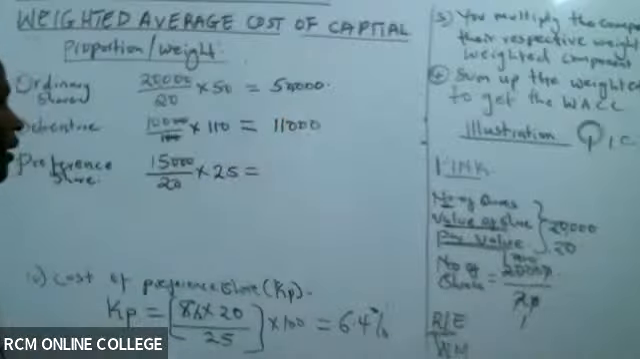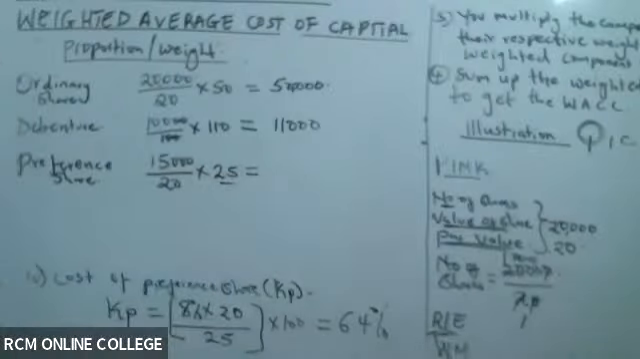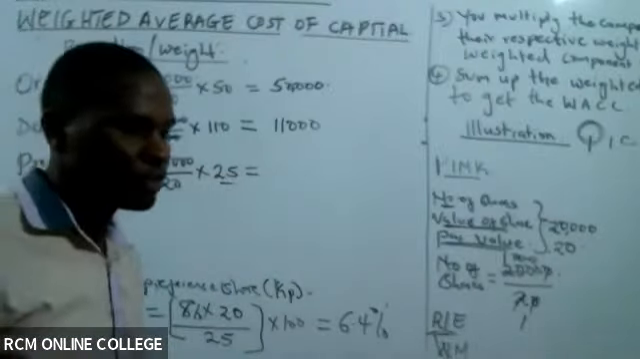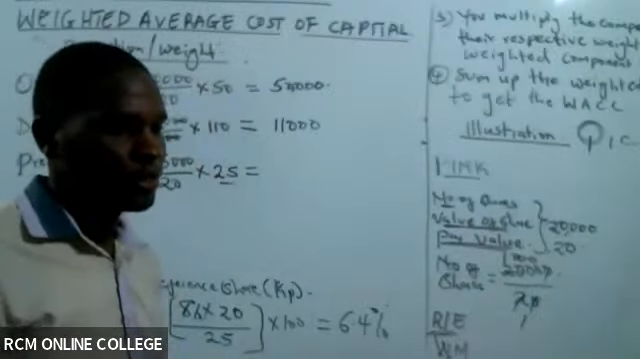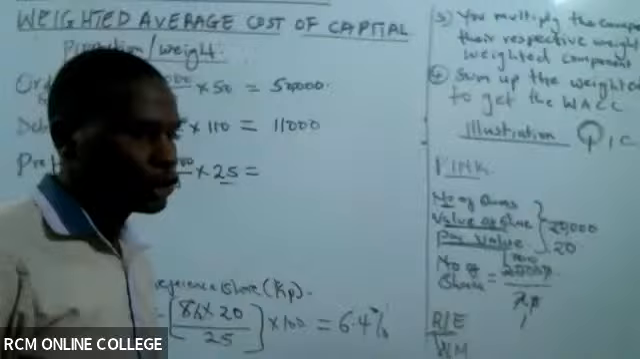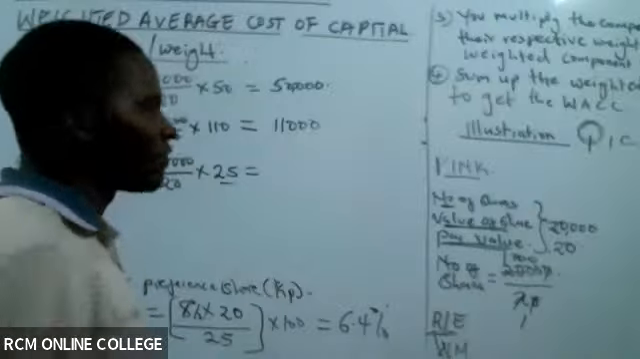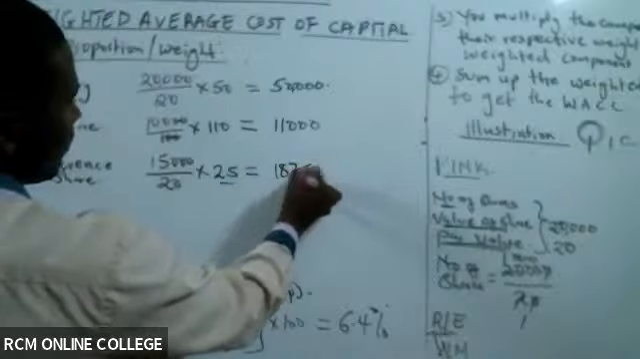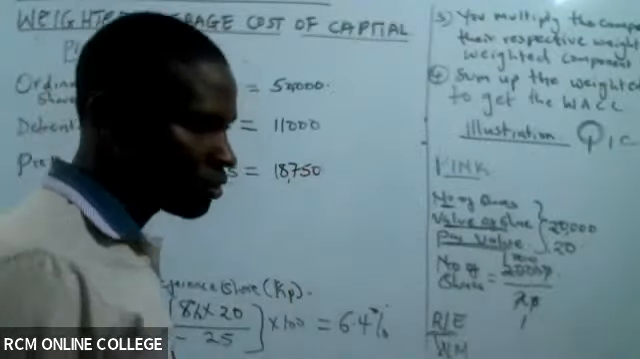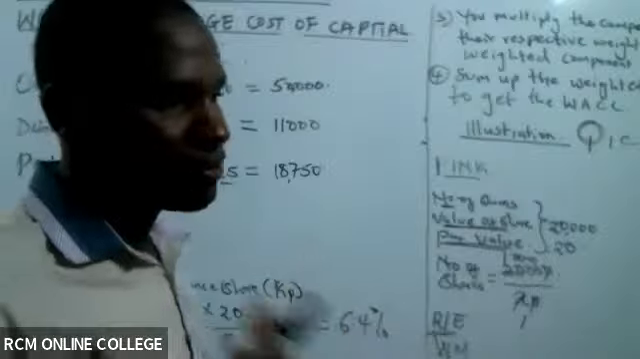Nipatie hiyo ya hapa ya preference share. Preference share value ni ngapi? 18,750. 18,750. Somebody who can remember the concept of getting proportion.